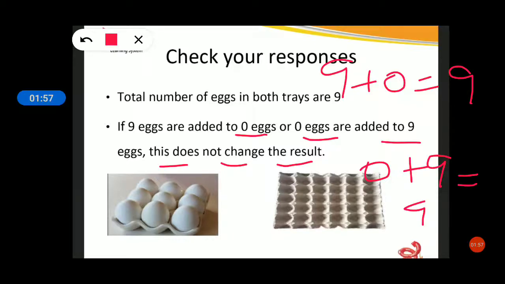So the number is not changed. The result is the same when we add 0. This is nothing but the additive identity. When we add 0 to any number, the result will not change. That is nothing but additive identity. Understood, students?